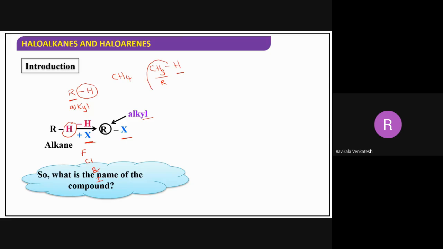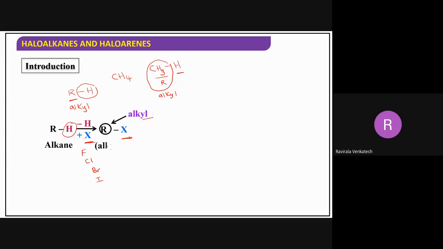Now this R you are calling as what here? Alkyl, right? And this is called what? Halogen. I am calling it halide. So we can call it alkyl halide. If it is fluorine, alkyl fluoride. If it is chlorine, alkyl chloride. If it is bromine, alkyl bromide. If it is iodine, alkyl iodide, right?